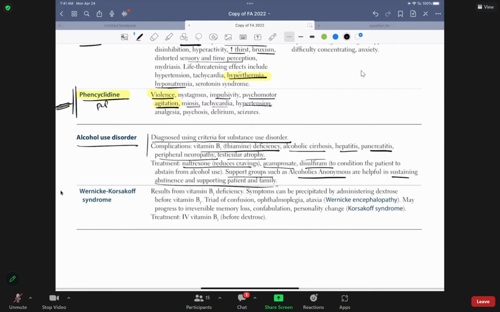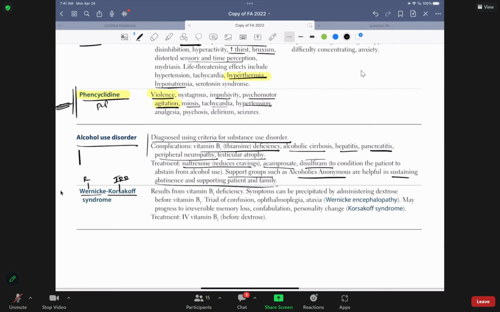Okay. Now, when it comes to alcohol use, the most important thing to know is Wernicke-Korsakoff. Okay, Wernicke-Korsakoff. These are two words together. Both of them give you enough symptoms, but I'm going to write something here. Wernicke is reversible. Korsakoff is not. It's irreversible. So each of them has symptoms.